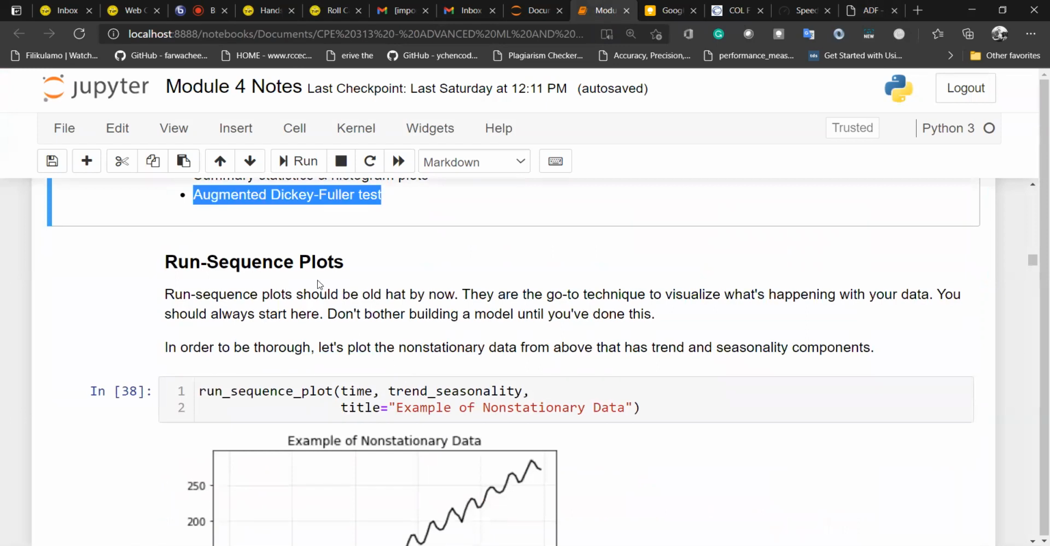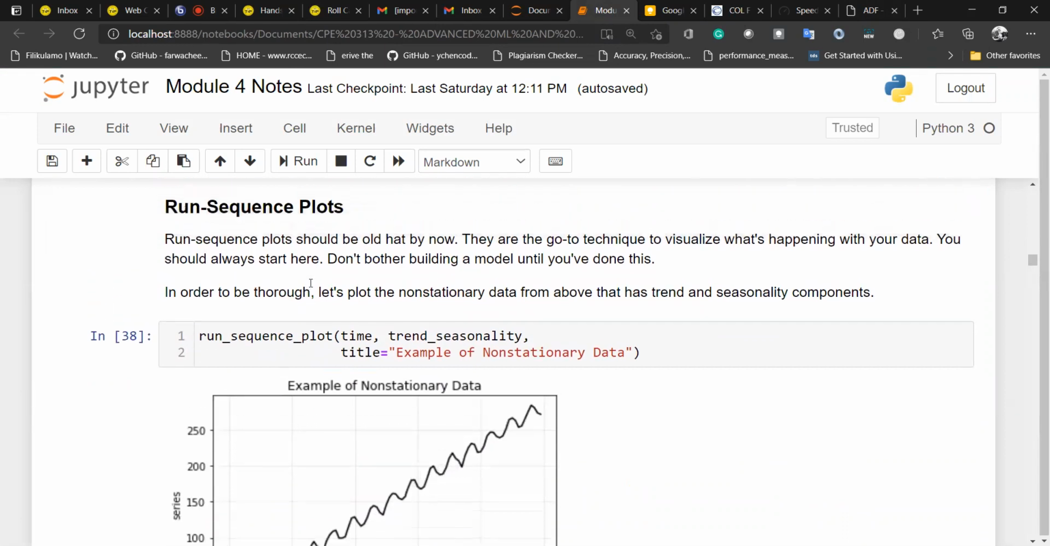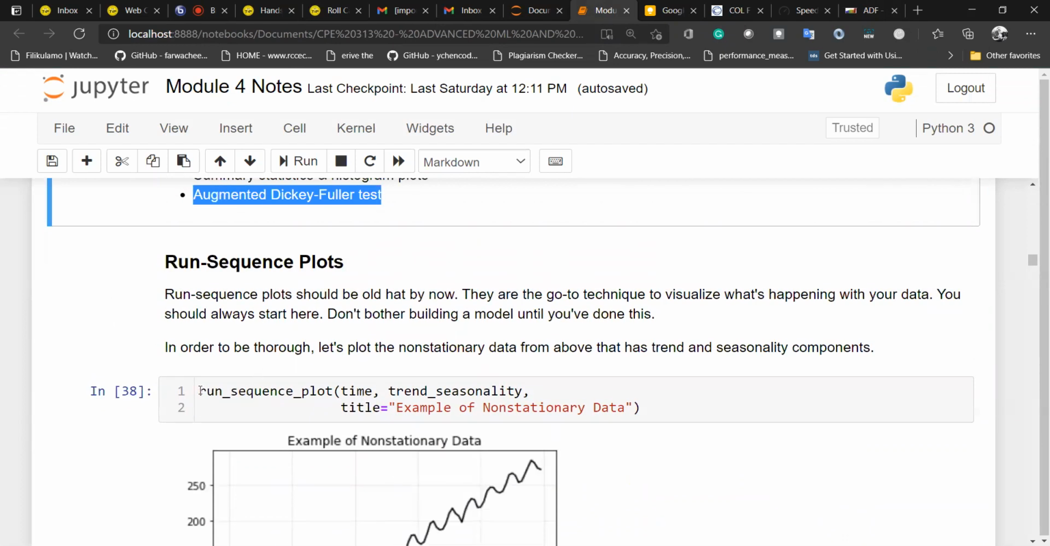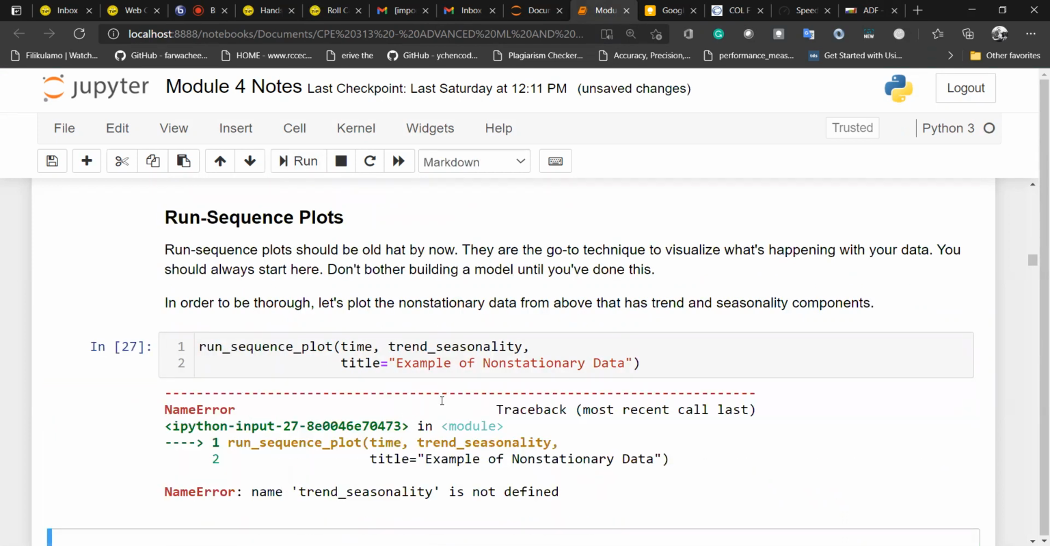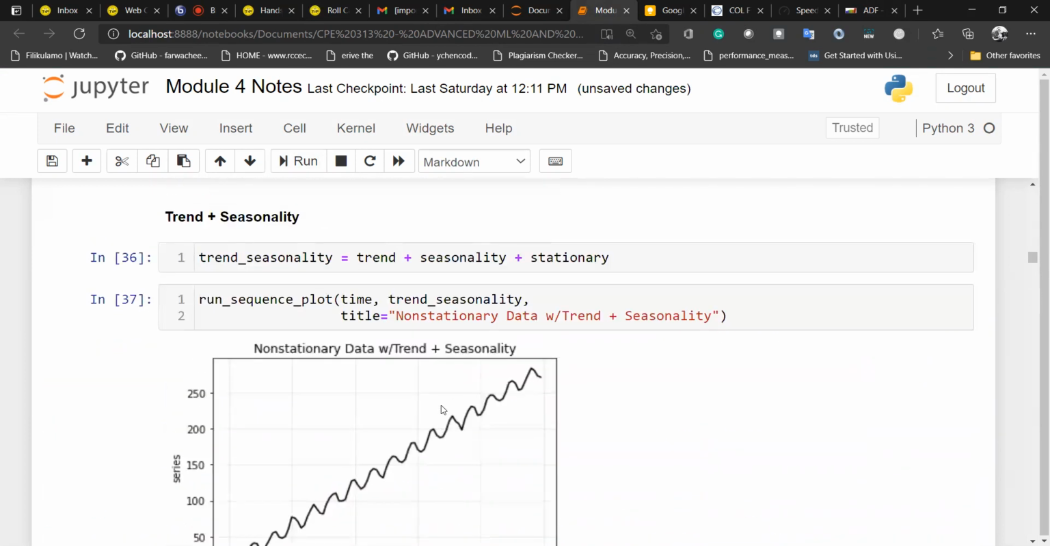So, the run sequence plot. We have run it already. We can see here that the run sequence plot should be old hat by now. We already know how this was done. Okay? So using the time and the trend seasonality, we try to run this and we have the following figure. Wait, it's not defined. It says something is not defined, so we need to define this.